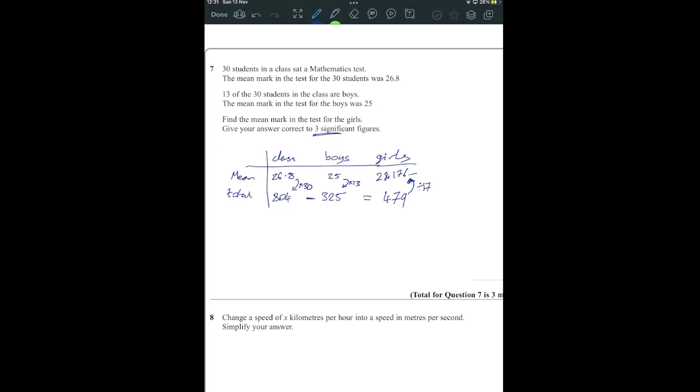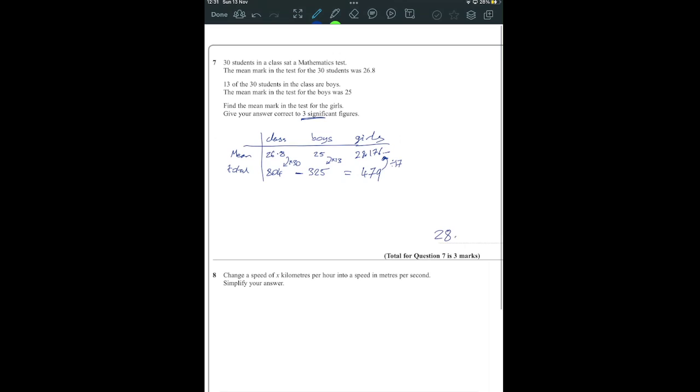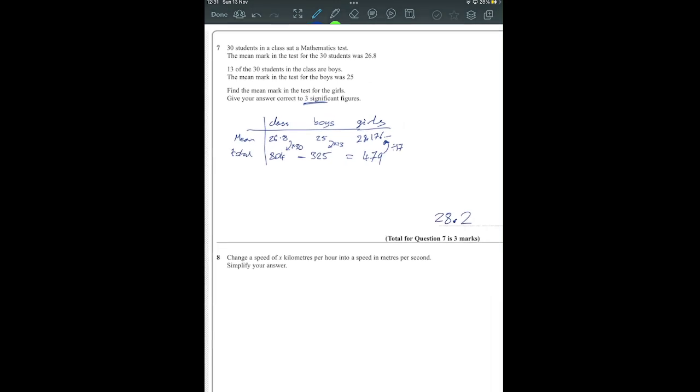And then on my answer line, I'm going to give the rounded version, 28.2. Again, worth double checking. The mean mark was 26.8. The boys' average was lower. So to make that balance, we need the girls' score to be higher than the 26.8, which indeed it was.